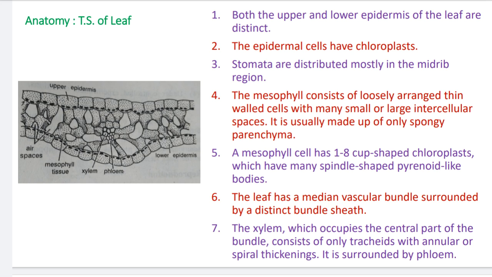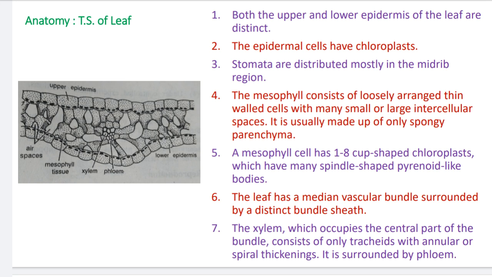Number 6, the leaf has a median vascular bundle. Median means centrally located at the position of the midrib, surrounded by a distinct bundle sheath. This centrally located vascular bundle is further covered by the bundle sheath.